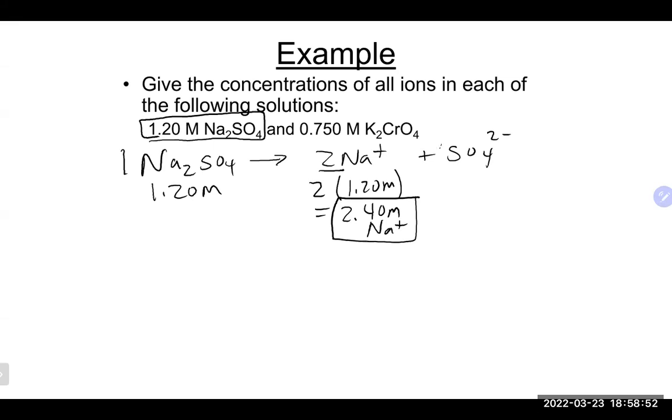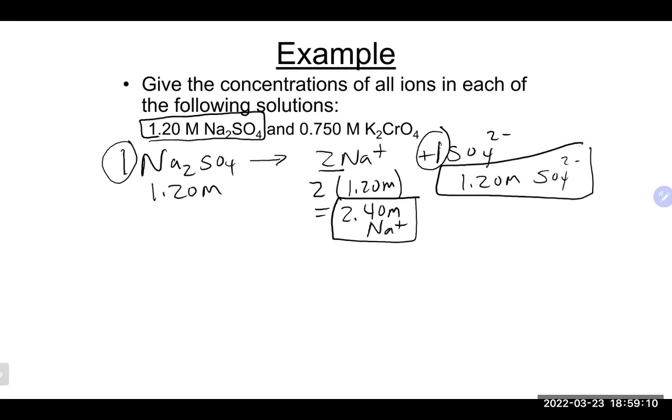What would the sulfate concentration be? It is a 1-to-1 relationship, right? Which means if we multiply the original concentration by 1, we end up with the exact same number. So the concentration of the sulfate here would be 1.2 molar. If you want to think about it, we get twice as much sodium for every sulfate that goes into that solution, so it's twice as concentrated with sodium than sulfate. And that's what we see with the numbers, right? The sodium is twice as concentrated as the sulfate ions floating around in that solution.